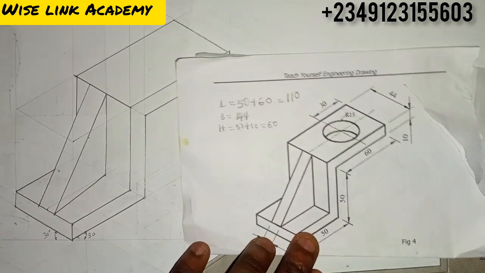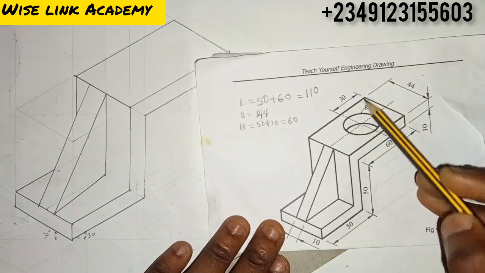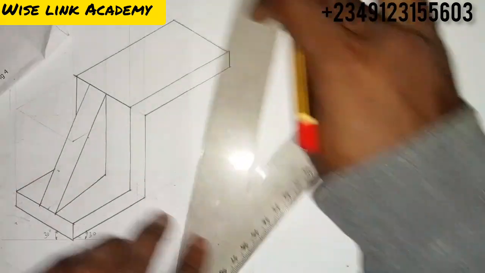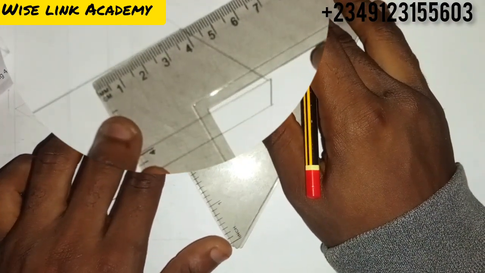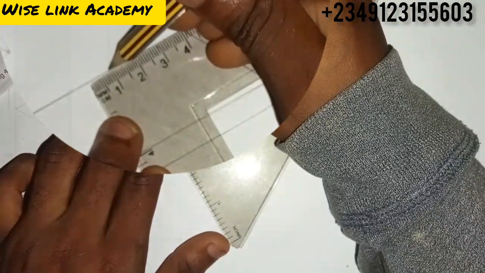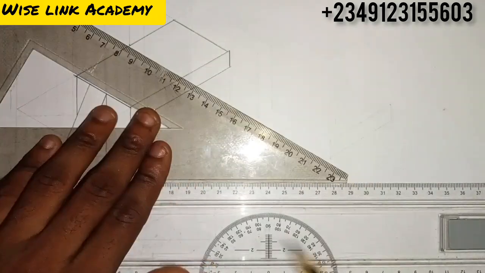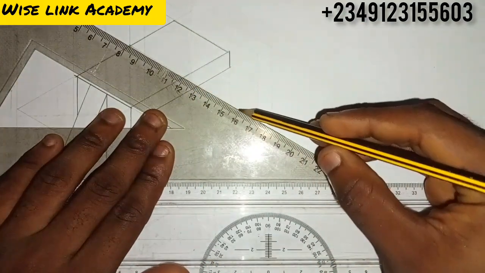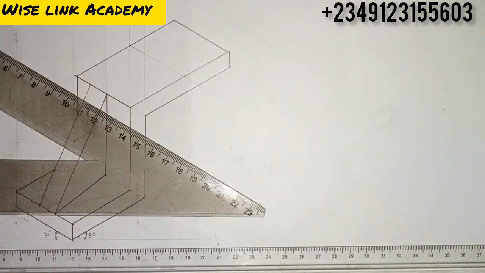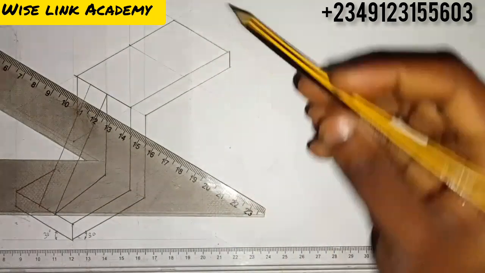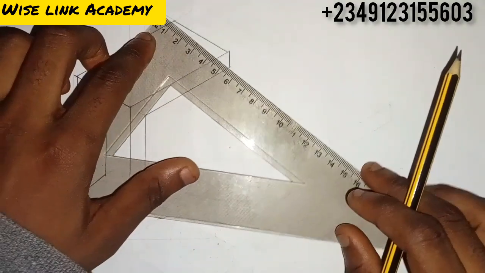So the next thing is to develop this circle here. How do we do that? You make sure the set from here to here is 30. So let's measure 30. From here, 30 is from here to this point here. So I'll just take my set square this way. From that point 30, it draws an inclined line downward this way. So you know from here to here is 44. So half of it is 22.